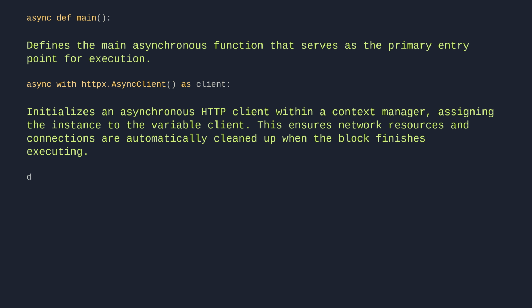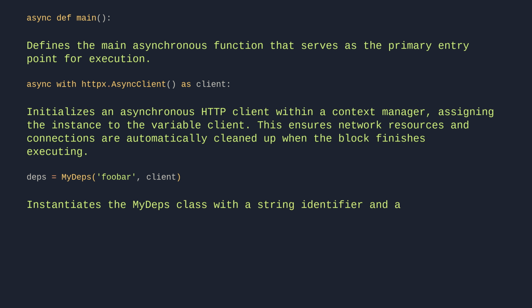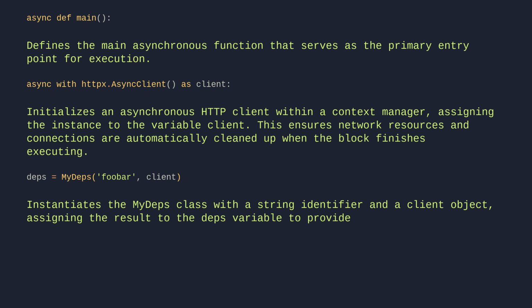deps = MyDeps('foobar', client). Instantiates the MyDeps class with a string identifier and a client object, assigning the result to the deps variable to provide runtime dependencies for an agent execution.